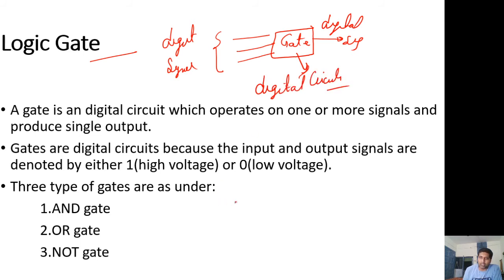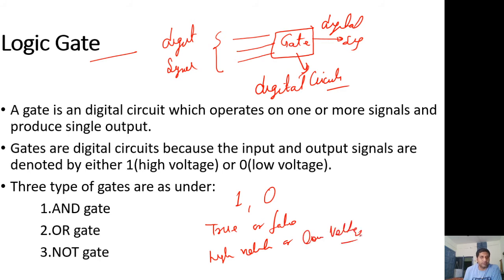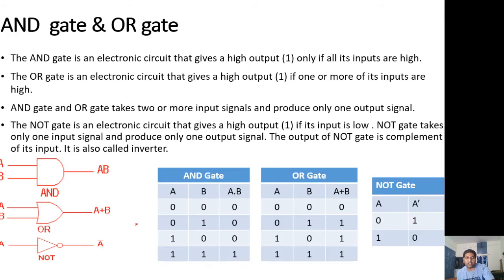And a digital signal will be either 1 or 0, true or false, high voltage or low voltage. Gates are digital circuits because the input and output signals are denoted by either 1 or 0 voltage. There are basically three types of gate: AND gate, OR gate and NOT gate. This totally depends upon the operators we have studied earlier.